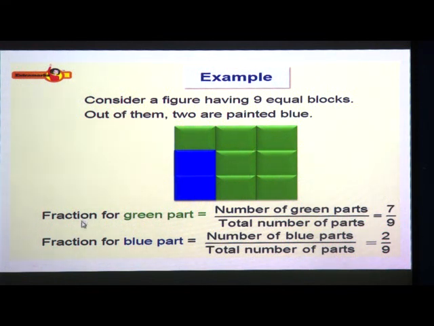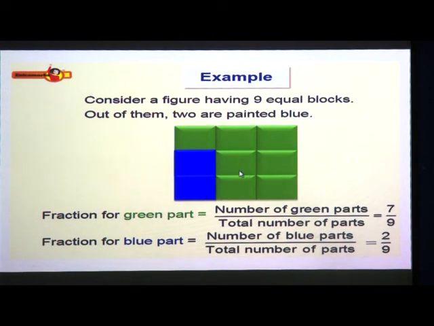Now, let us write the fraction for the green part first. You can see here the number of green parts. How many green parts are there? 1, 2, 3, 4, 5, 6 and 7. So, in the numerator we have 7 and the total number of blocks or parts is 9. So, the fraction for the green part is 7 upon 9.